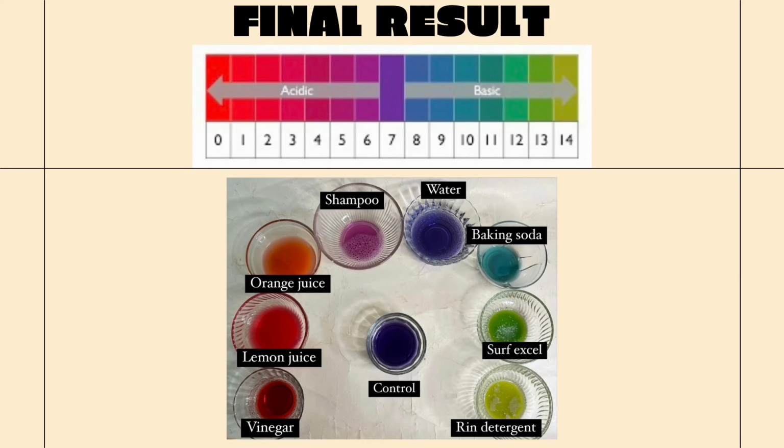With all our colorful solutions finally prepared and our control being the purple pH indicator, we can conclude that vinegar, lemon juice, orange juice and shampoo are acidic solutions, while baking soda, Surf Excel detergent and Rin detergent are basic solutions, with water being a neutral solution.